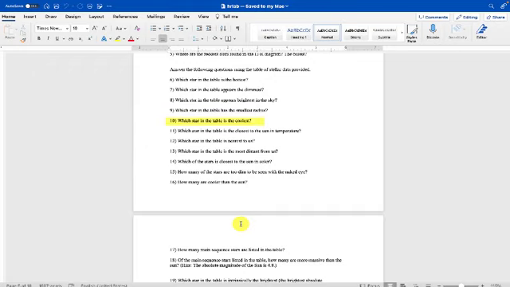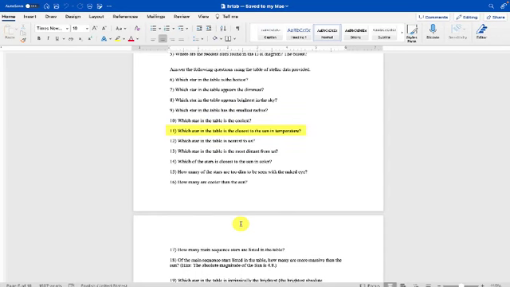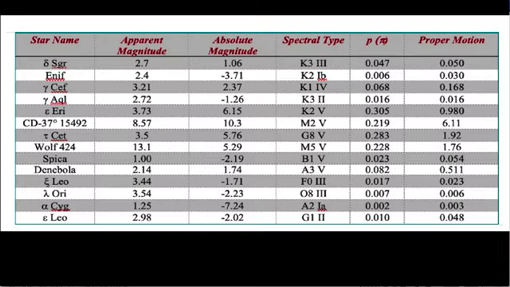Next, we're asked to find the star in the table that is the coolest. For this one, we simply look for the M spectral type. Wolf 424 is an M5 star, the rightmost in the table. We are then asked to find the star closest to the Sun in temperature. The Sun is a G2 star. We therefore need to identify the star that is closest to G2. We find that Epsilon Leo is a G1 star, the closest to G2 of the other stars in the table.